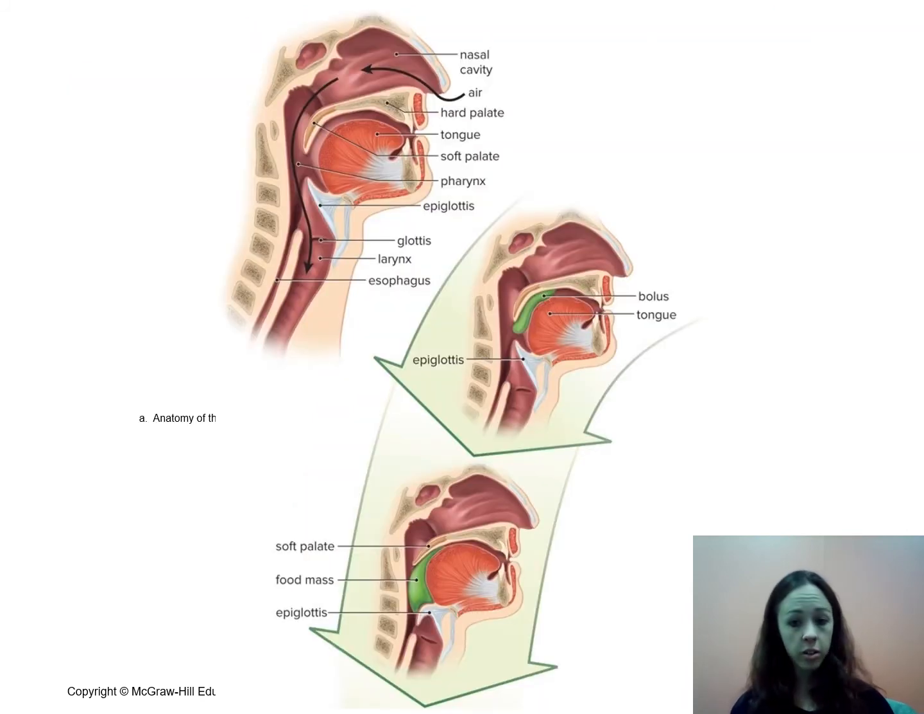When food is swallowed, the epiglottis closes the entrance to the larynx, and the soft palate closes the entrance to the nasal cavity, which provides a clear passage for the food from the mouth to the esophagus.